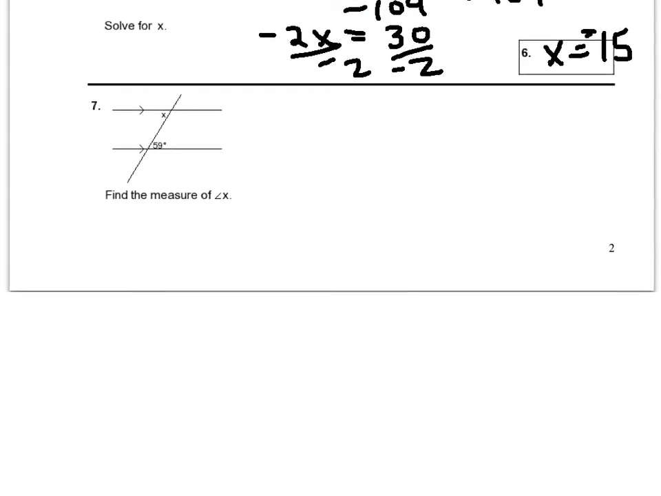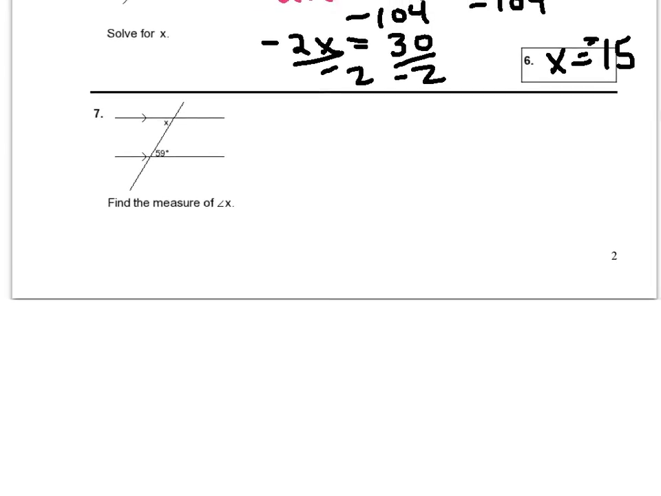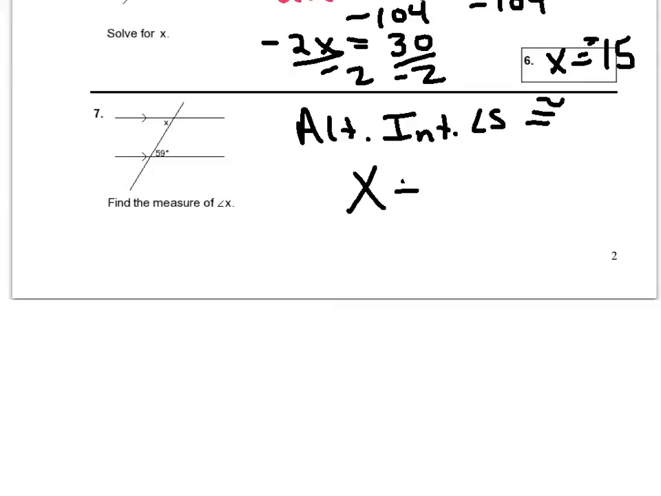Moving right along, number 7. These angles are alternate interior angles, and again, alternate interior angles, if you look on your notes, are always congruent. So it's simply x is equal to 59 degrees.